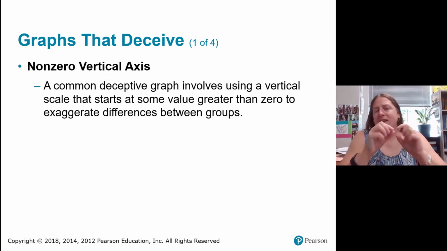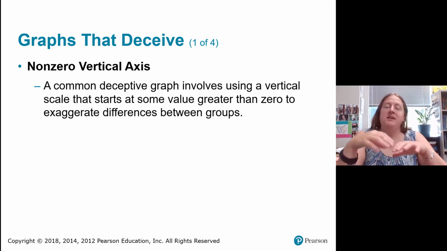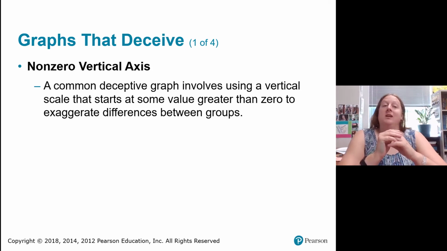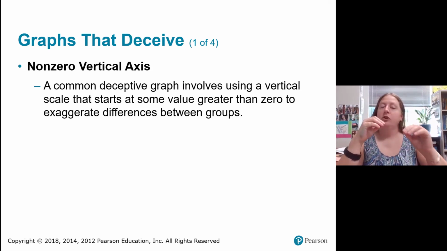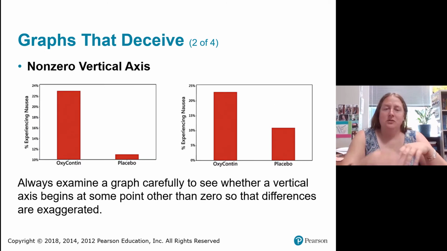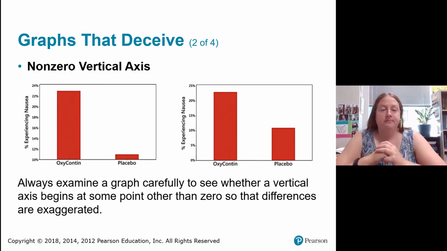So let's talk just a little bit about some common things that happen that make graphs deceptive. One of the most common ones is that the vertical axis doesn't start at 0. Not starting at 0 is a big problem. So here's an example of that.